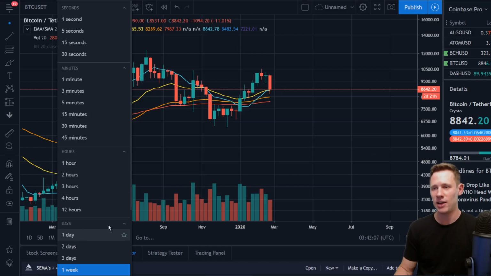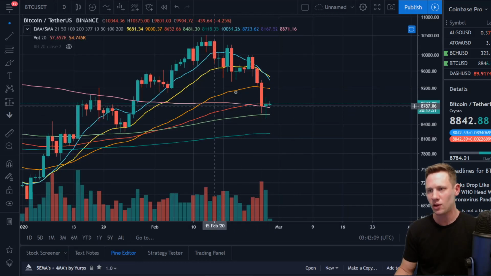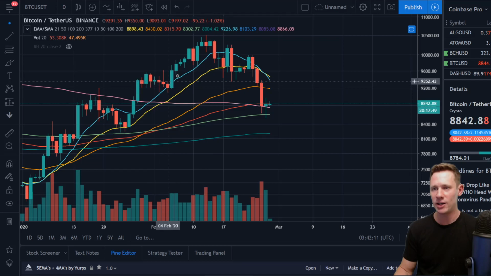We can look at the daily for another example. On the daily, we were riding above the 10 simple support here, and when we did break down, we found support on the yellow 21 EMA.